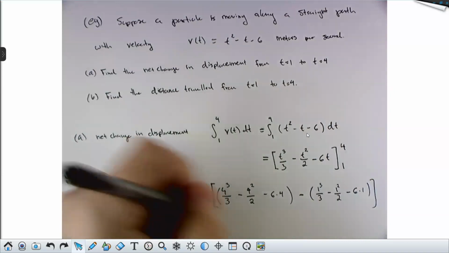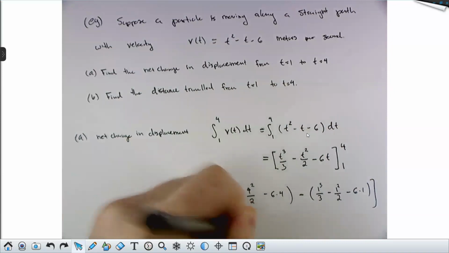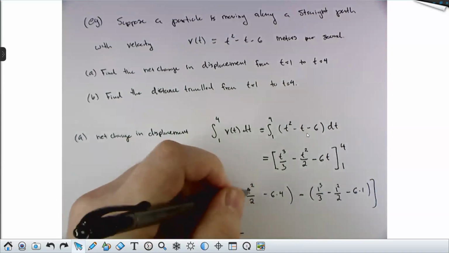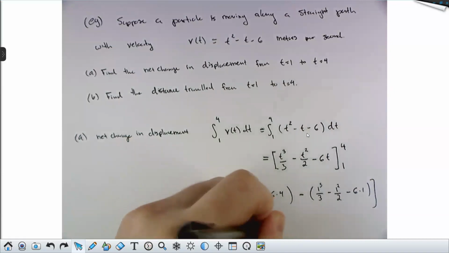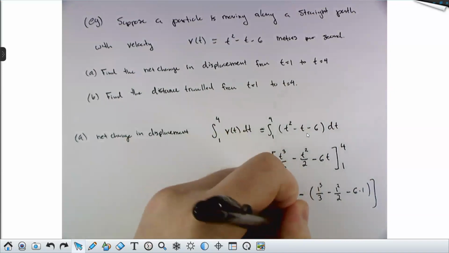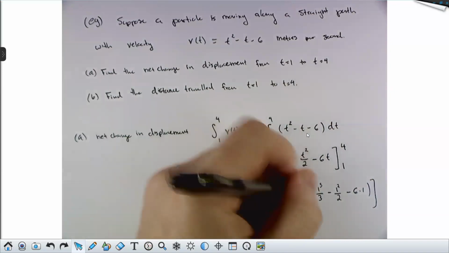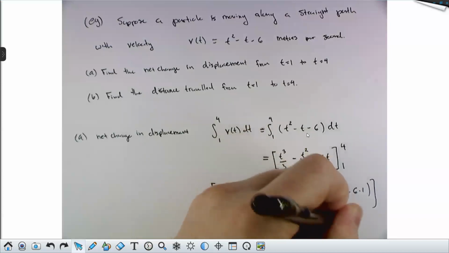Four cubed is 64. So this is 64 thirds. 4 squared is 16. 16 over 2 is 8. 6 times 4 is 24. And then distributing this negative, I'll have minus 1/3 plus 1/2 plus 6.